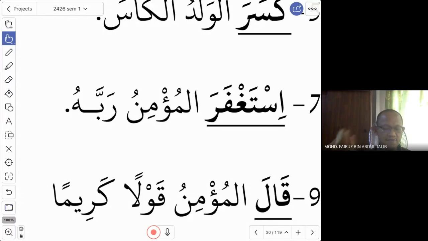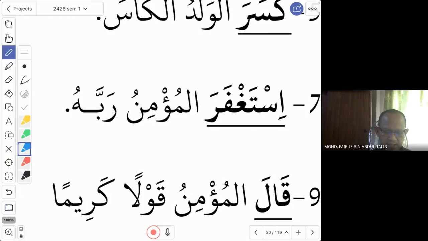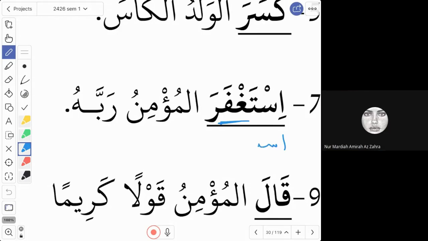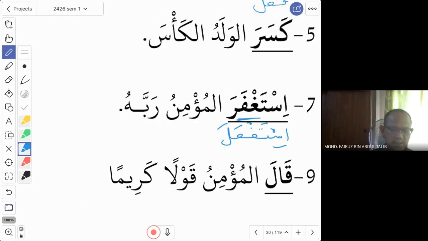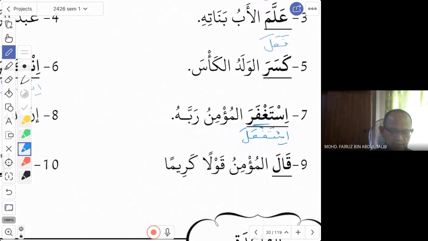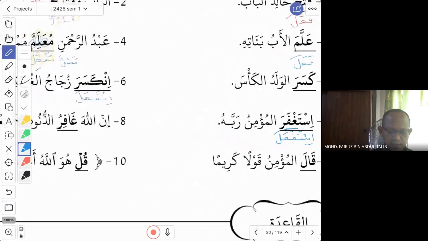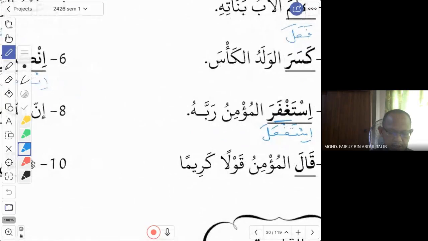So istaghfara is to seek forgiveness. This is also a fi'l, so we should be able to identify the wazan. The root word is ghafara. Istaf'ala. Okay, so that is the wazan, or so called al-mizanus sarfi. Sahih.